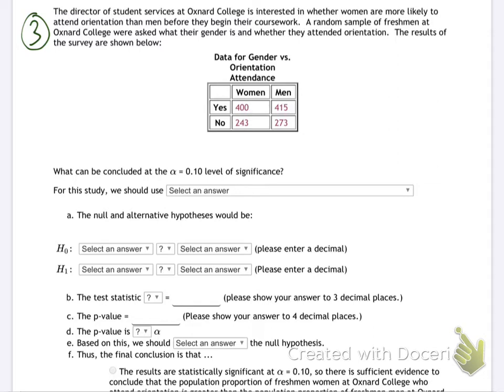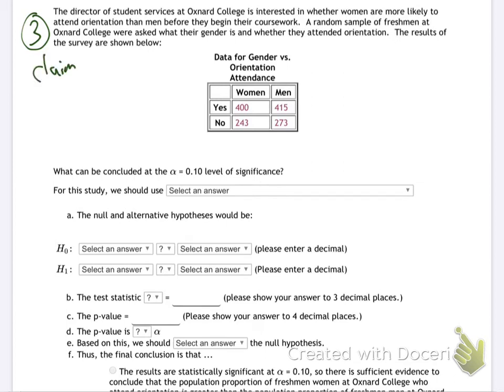So, okay, probably, let's see what the data says. We're going to compare men and women on whether they go to the orientation. Random sample of freshmen, so I guess it's college orientation, yeah. So what can be concluded at the 0.10 level of significance? Okay, let's give it a try. We're trying to compare whether men or women are more or less likely. Well, what particular is their claim?